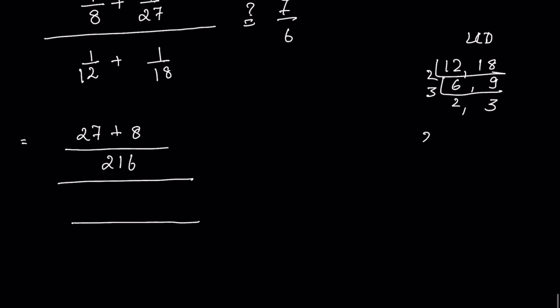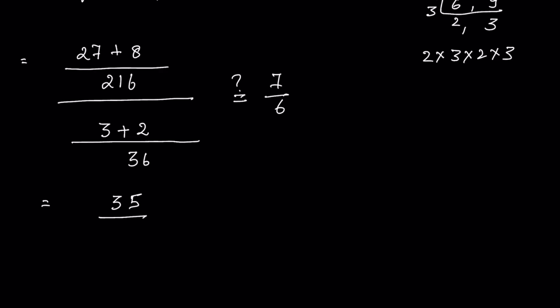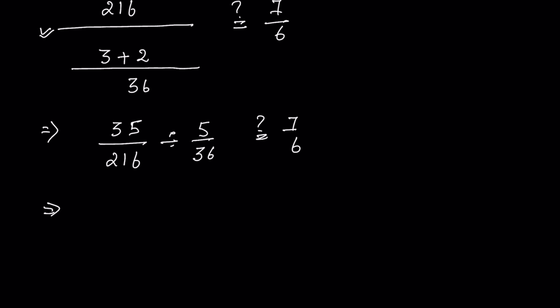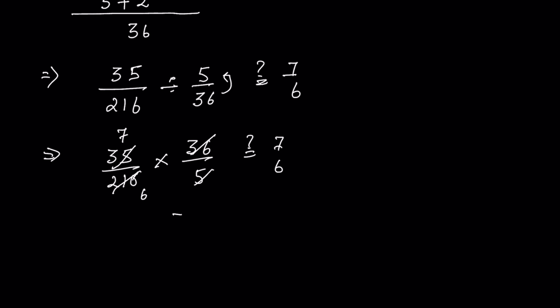For 12 and 18, the LCD will be 2 times 6 is 12, 2 times 9 is 18, 3 times 2 is 6, 3 times 3 is 9. So LCD is 2 times 3 times 2 times 3, so 36, (3 + 2) upon 36, so 35 upon 216 divided by 5 upon 36. This bar means division. Division gets converted into multiplication, the number after that gets inverted, so it is 35 upon 216 times 36 upon 5. 36 times 6 is 216, and 5 times 7 is 35. So LHS equals RHS. x equals minus 1 is verified.